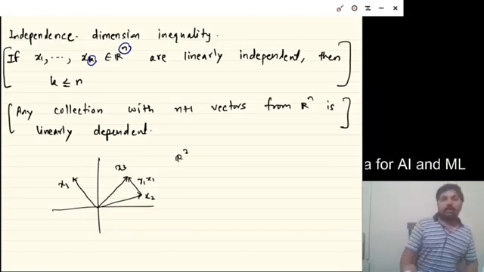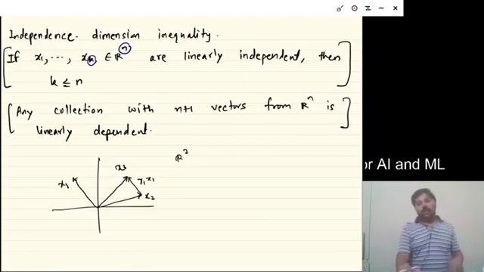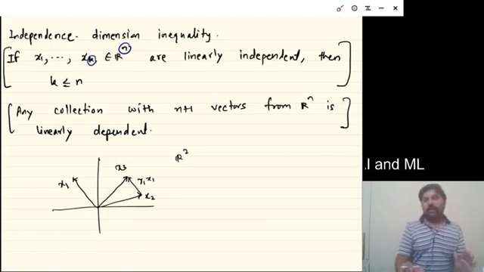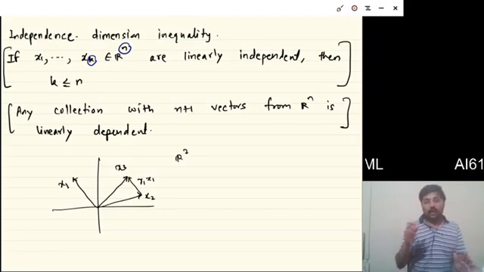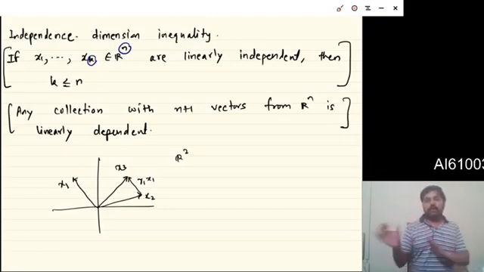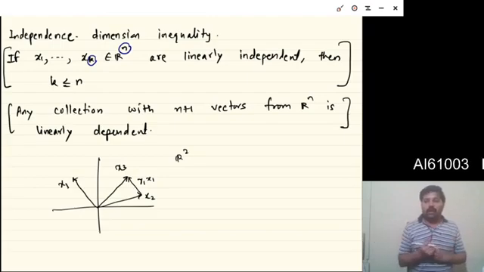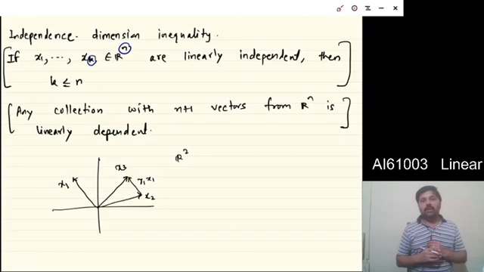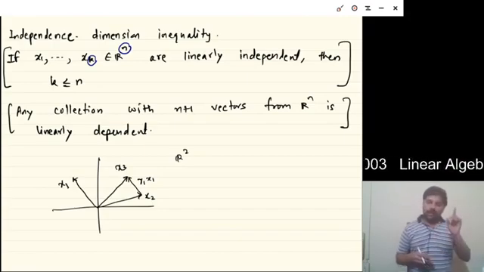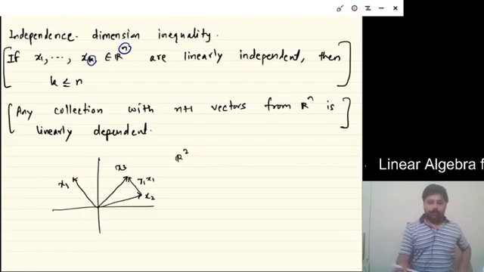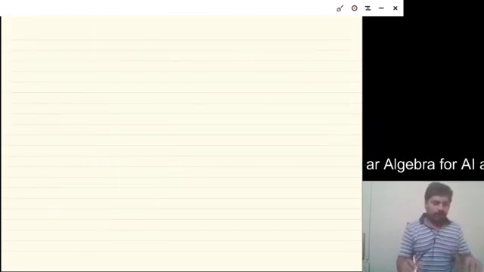So, what is this inequality saying? This inequality is saying that if you have a collection of k vectors in Rn which are linearly independent, then the number of vectors in that collection cannot exceed n. Put another way, what it really means is that if you have a collection of n plus 1 vectors in Rn, then that has to be a linearly dependent collection of vectors. So, we will try to prove this inequality first.